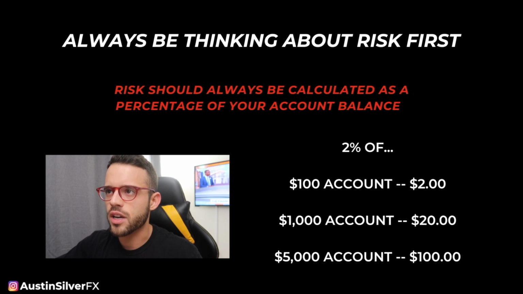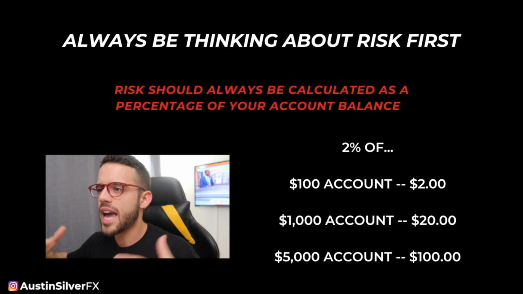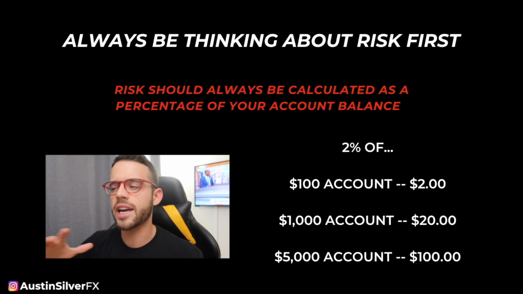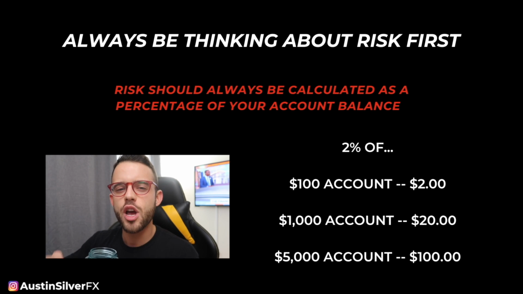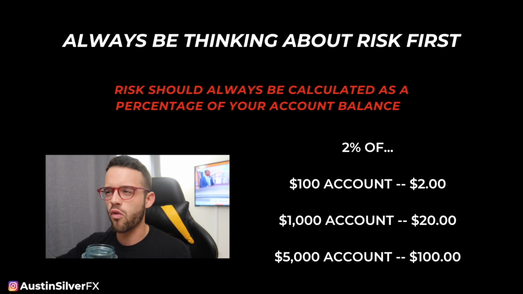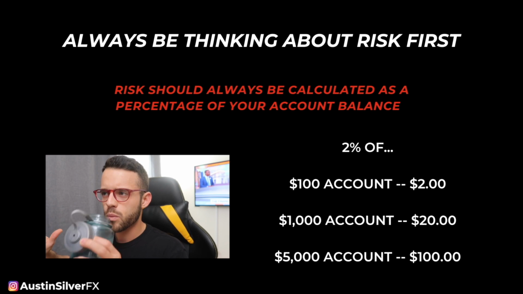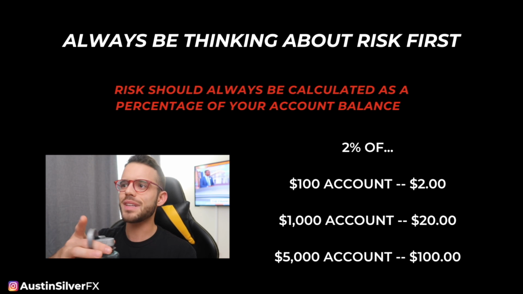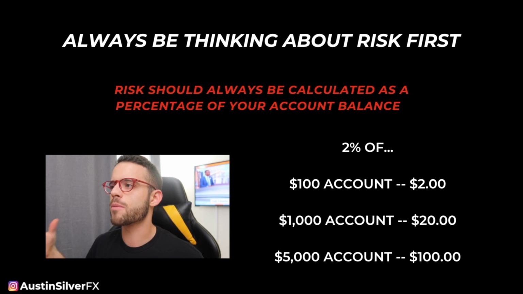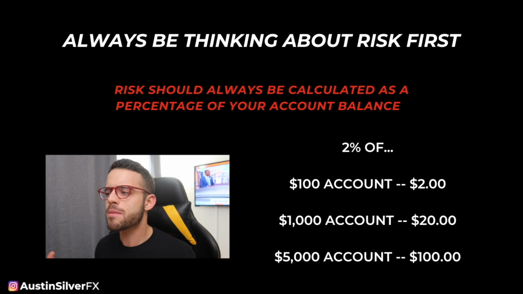So we're addressing risk. Risk should always be calculated as a percentage of your overall account balance. I don't understand people that try to use a fixed lot size because that's going to be a different risk percentage against your overall account every single time, and that doesn't make sense. You could be risking too much. So what you should be doing is calculating the risk based on a percentage of your overall account.